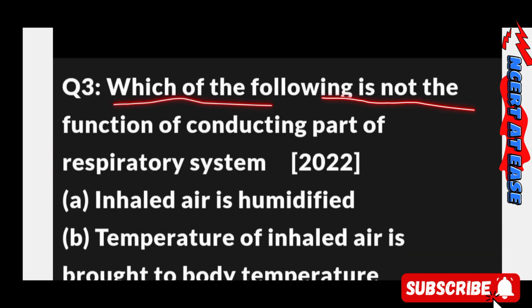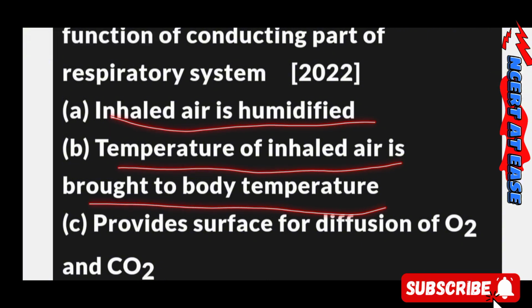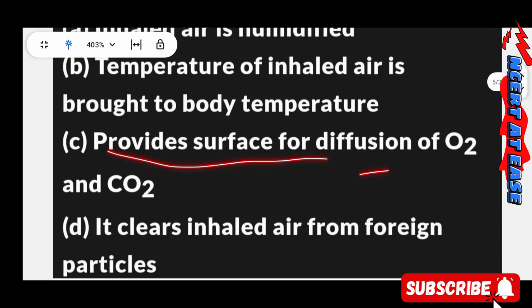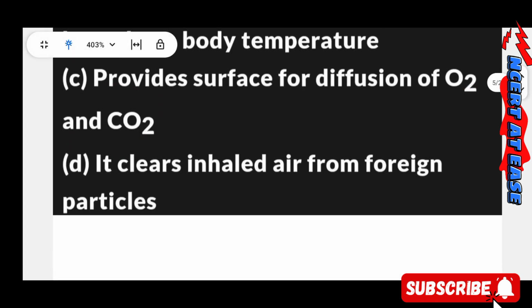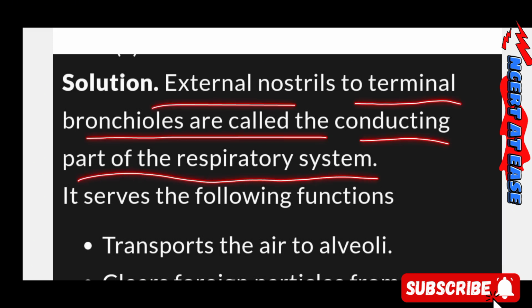Which of the following is not the function of conducting part of respiratory system? Inhaled air is humidified. Temperature of inhaled air is brought to the body temperature. Provide surface area for diffusion of O2 and CO2. It clears inhaled air from foreign particles. External nostrils to terminal bronchioles are called the conducting part of the respiratory system.